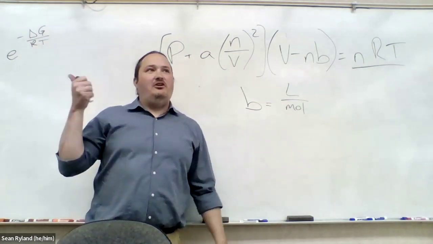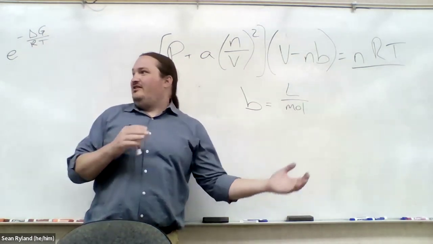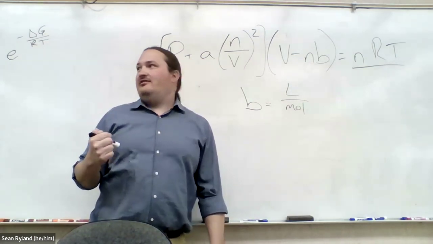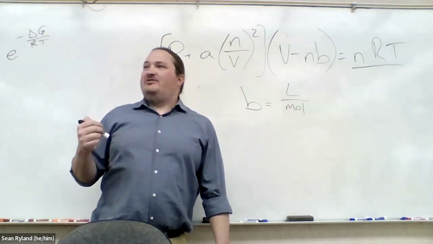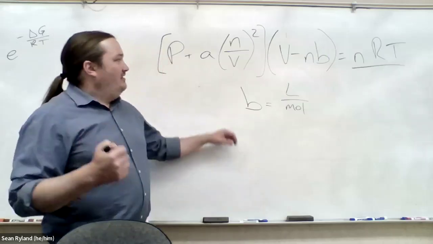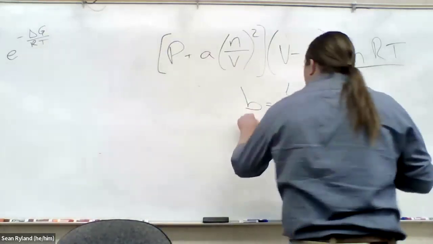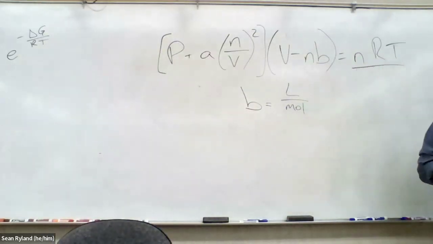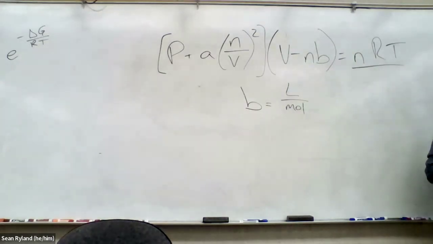One of the first things we learned about the periodic table was we can predict atomic radius, right? Krypton is not the same size as argon, even though they're both gases. So basically, we have to look up a value for B depending on what the gas is.